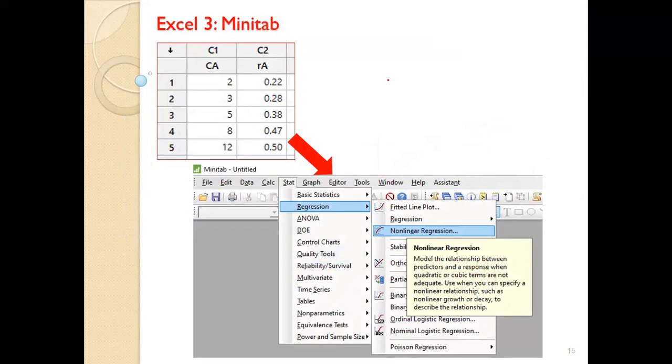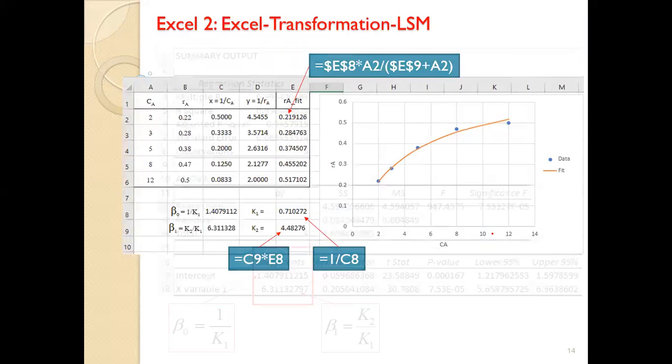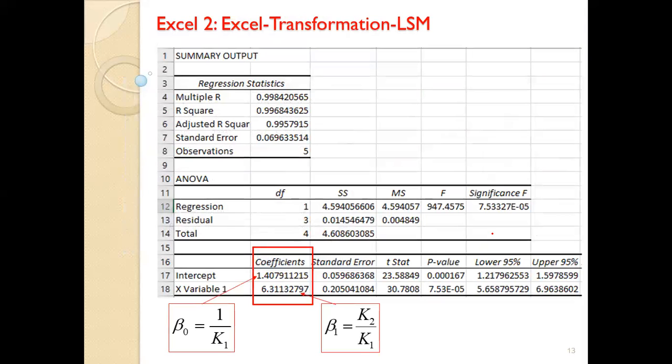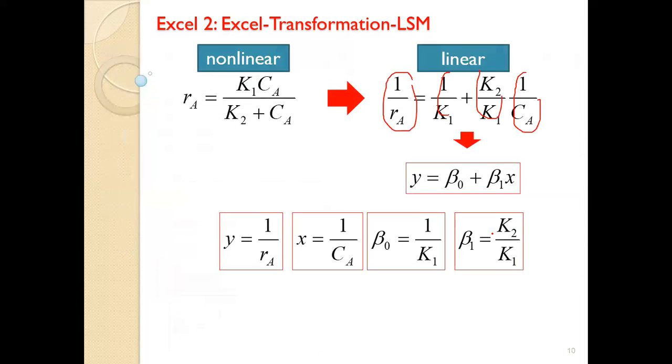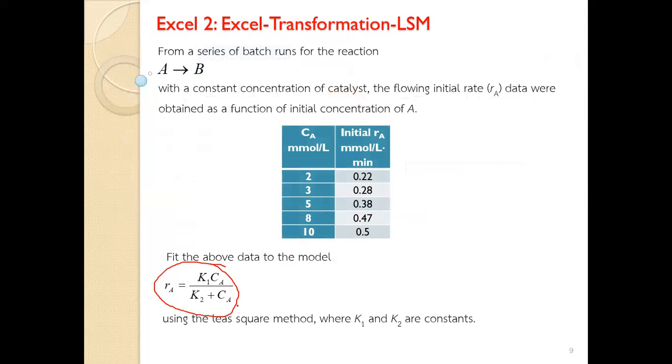Okay, for this data, if you would like to use the nonlinear, for this example I show you by Minitab. We fit this equation with Minitab, but for Excel I only showed you last week. For this case, we apply Minitab to estimate K1 and K2 of this equation. That means you have to input the data, CA and RA, into Minitab first.